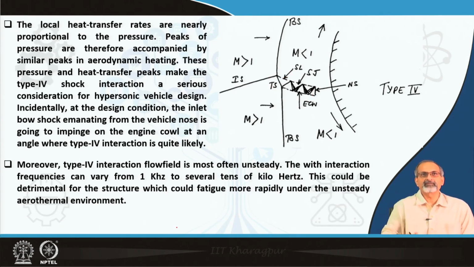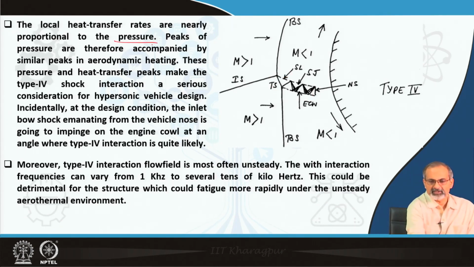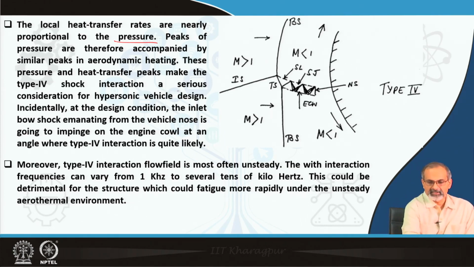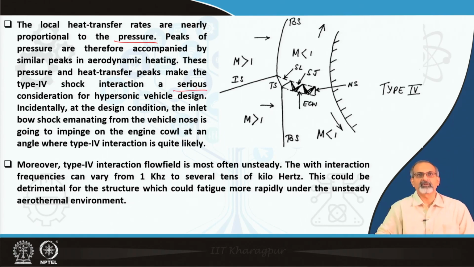The local heat transfer rates are nearly proportional to the pressure. Therefore, peaks of pressure would always be accompanied by peaks of aerodynamic heating due to high heat transfer rates. These pressure and heat transfer peaks make the type 4 shock interaction a very serious matter for hypersonic vehicle design.